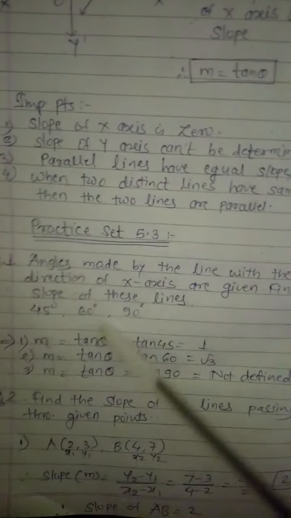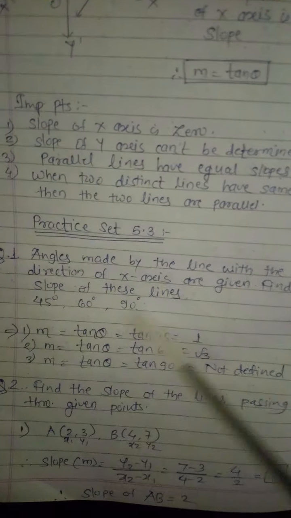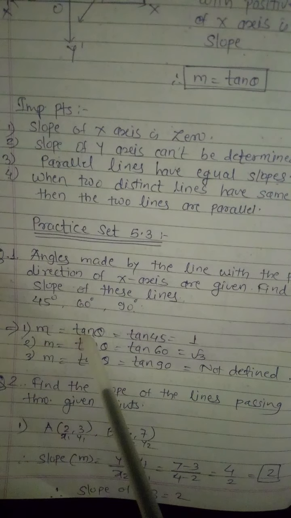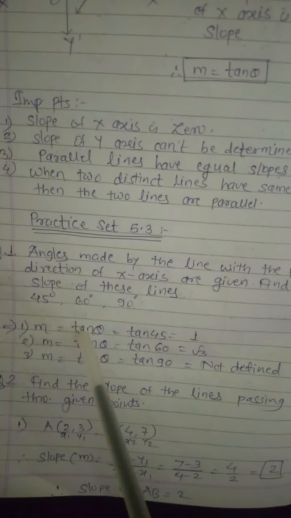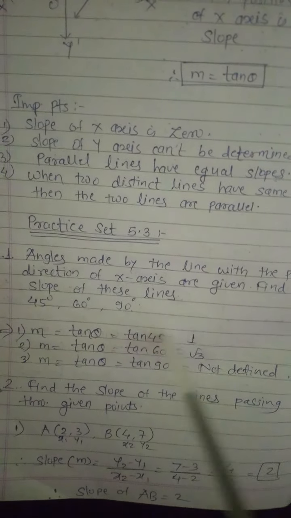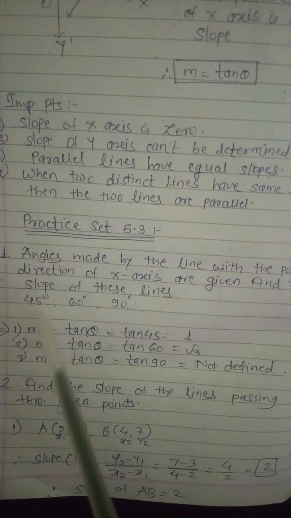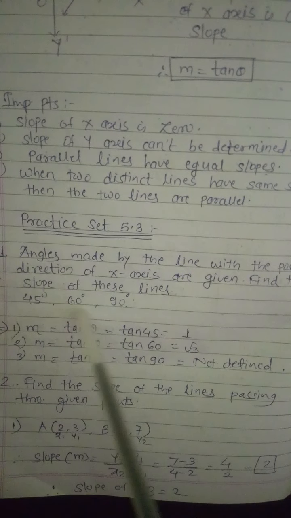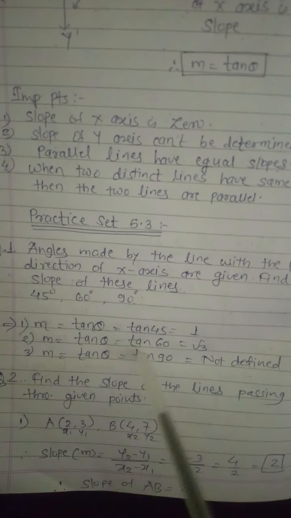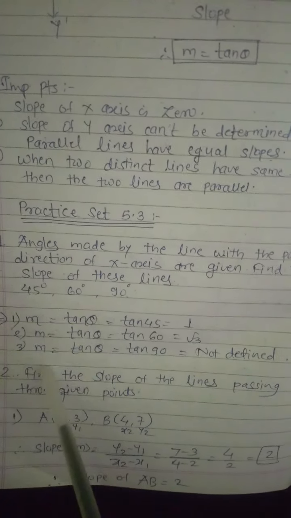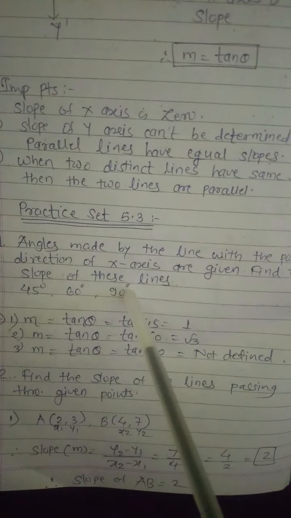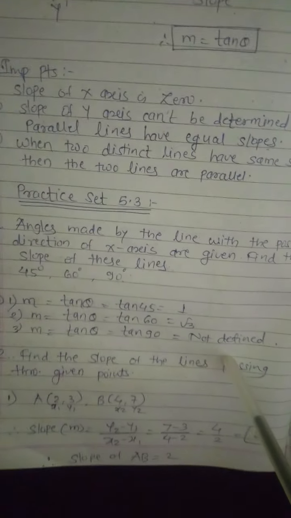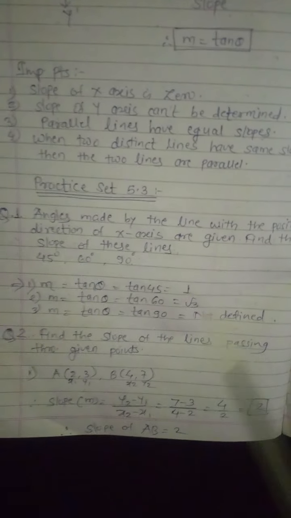So in this example we are given the thetas. For the first answer, m is equal to tan theta, we just put down the theta, that is tan 45, and tan 45 is 1. So the slope of the first one is 1. Next, the formula is m is equal to tan theta, put down theta as 60, so tan 60 is root 3. And next one, m is equal to tan theta, where theta is 90, so tan 90 is not defined. So this is all about question number 1.